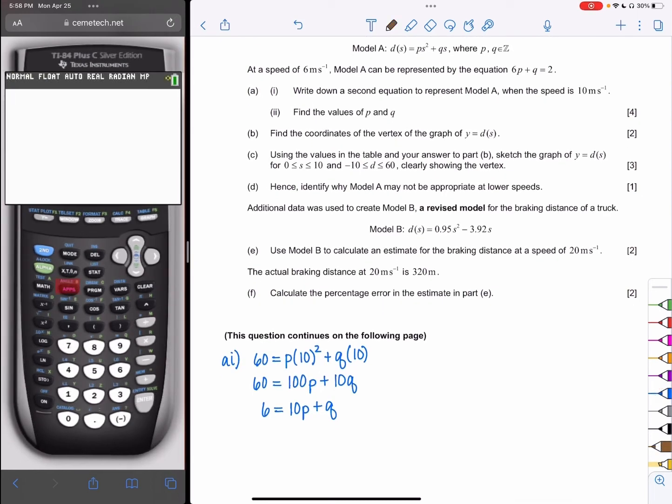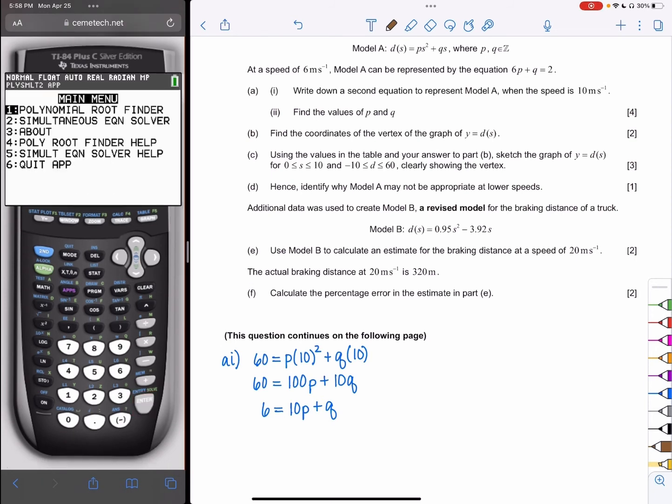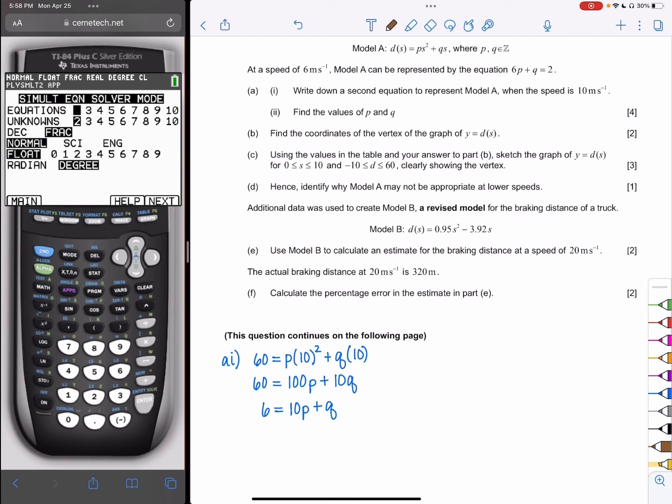So when I press apps, I'm going to go to the PolySimo 2 app, and then remember, you go to simultaneous equation solver. We're going to have two equations. Remember, the first equation they gave us up here at the top: 6p plus q is equal to 2. And then we have the one at the bottom.